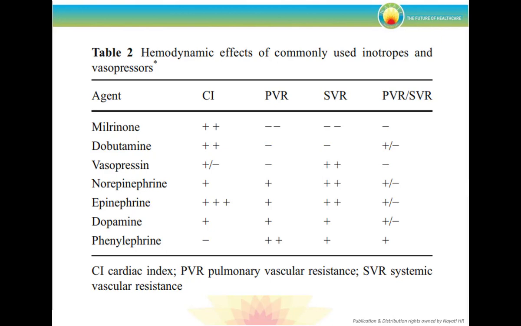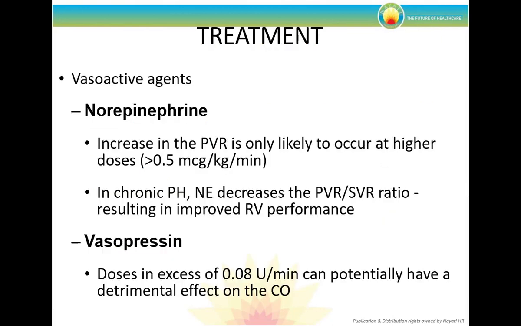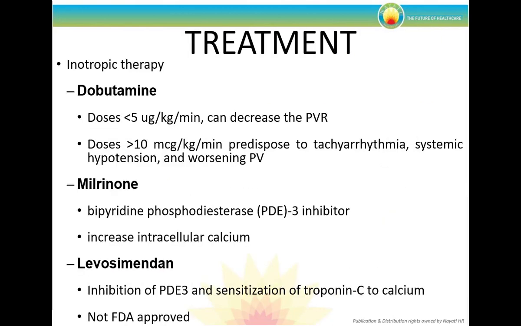It's a predominant systemic vasoconstrictor, so you can use it along with any of them. You can also use norepinephrine, which works very well, but beware, it can increase the peripheral vascular resistance. And please do not use phenylephrine. It worsens the pulmonary vascular resistance significantly. As discussed earlier, dobutamine at doses less than 5 mcg per kg per minute can decrease the pulmonary vascular resistance. At higher doses, it causes tachycardia, systemic hypertension, and worsening volume.